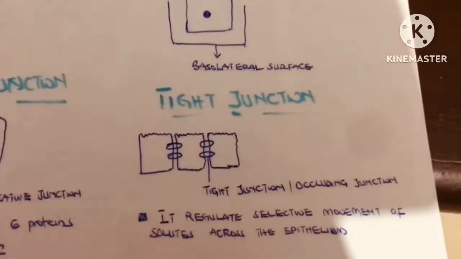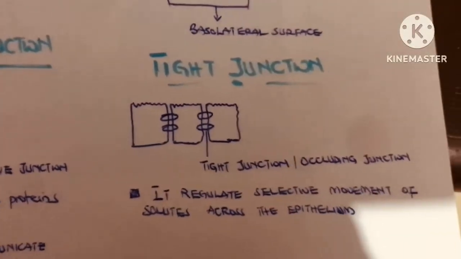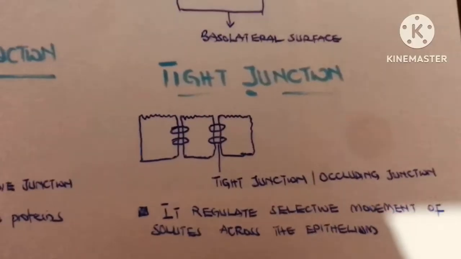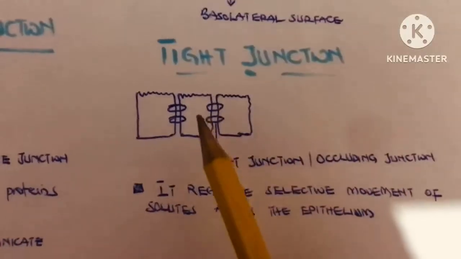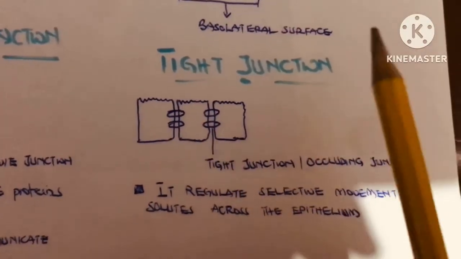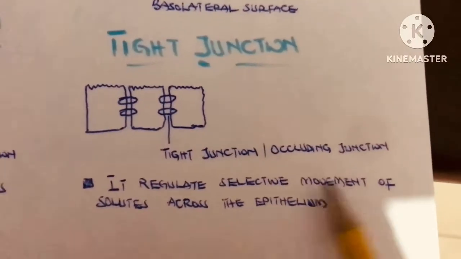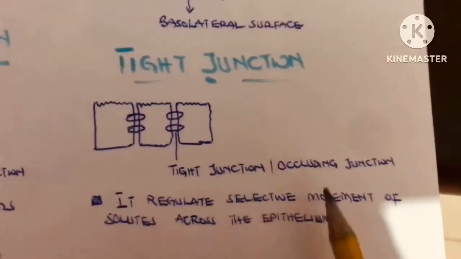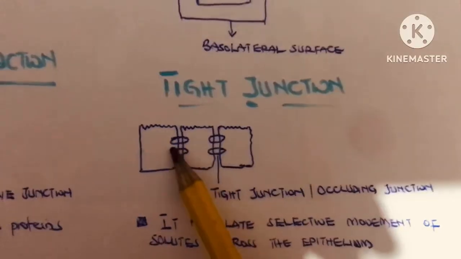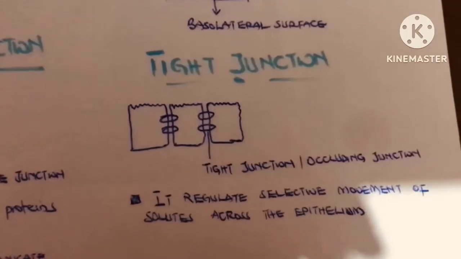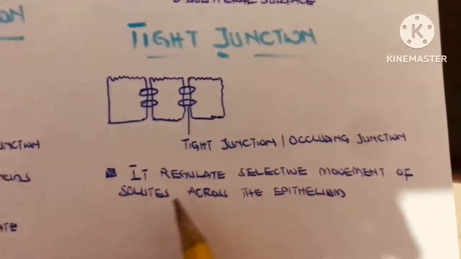And now let's look at the junctional complexes. The first one that we will look at is called tight junction. Look at the name, tight junction. It is also called occluding junction. It holds the cells together and regulates selective movement of solutes across the epithelium. You understand? So when you look at these tight junctions, you can see that it is holding these cells tightly together.